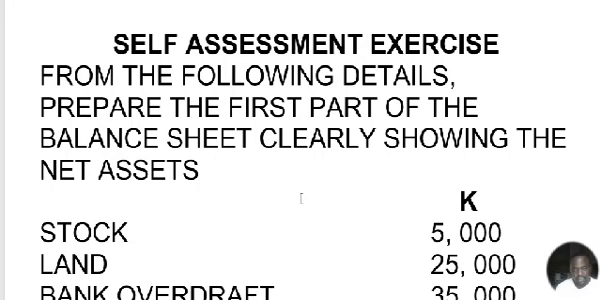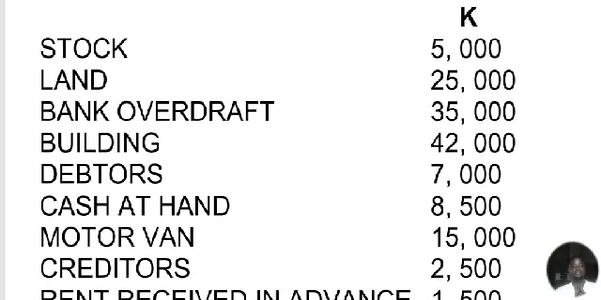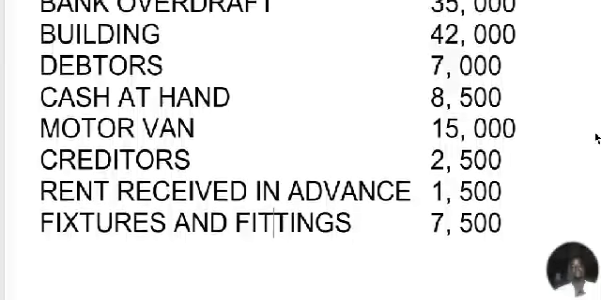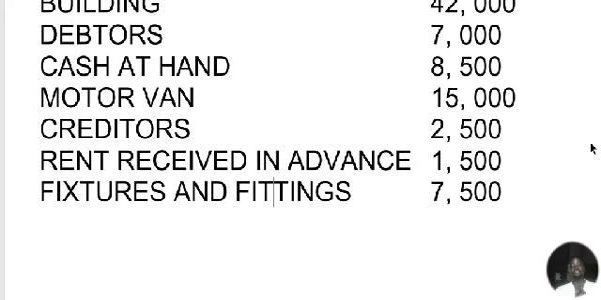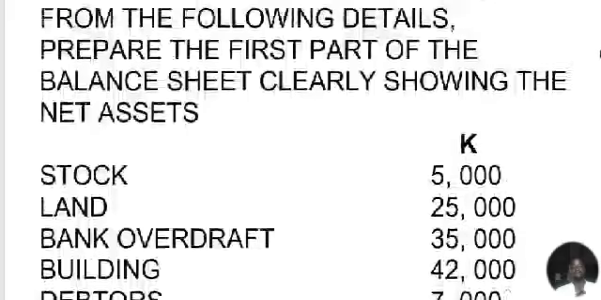In our previous lesson, I gave us a self-assessment test exercise, which read as follows. From the following details, prepare the first part of the balance sheet clearly showing the net assets. Now, those are the details: stock 5,000, land 25,000, bank overdraft 55,000, building 42,000, debtors 7,000, cash at hand 85, motor van 15,000, creditors 825, rent received in advance 15, fixtures and fittings 75. Okay, those were the details given.